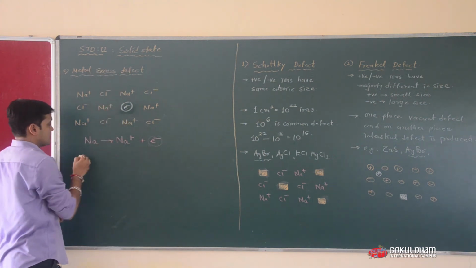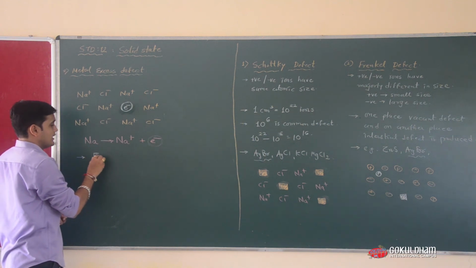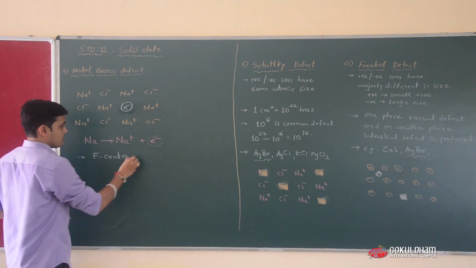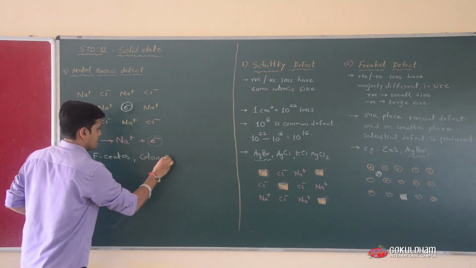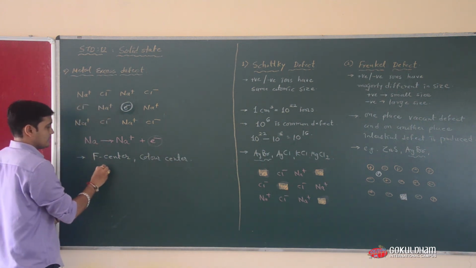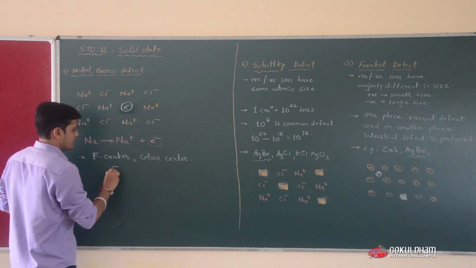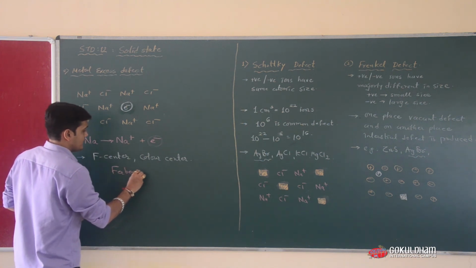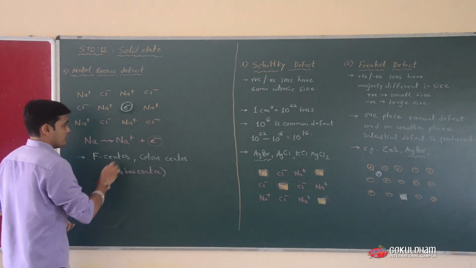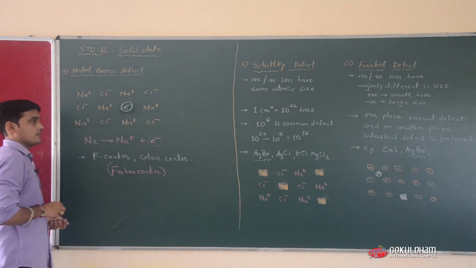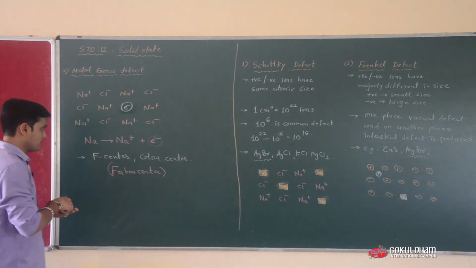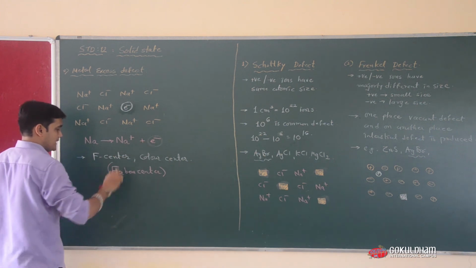This E portion or your E dot is known as F center or color center, and this F means you can say Farben-Center. When this electron is present in your solid, it will liberate a specific color because of the liberation of the electron.